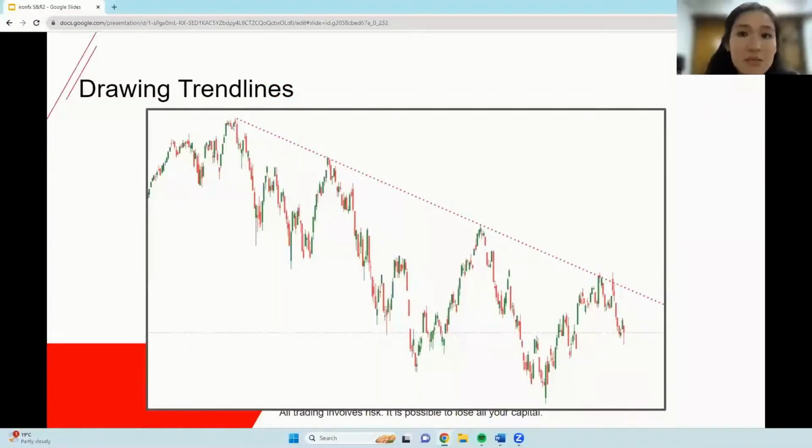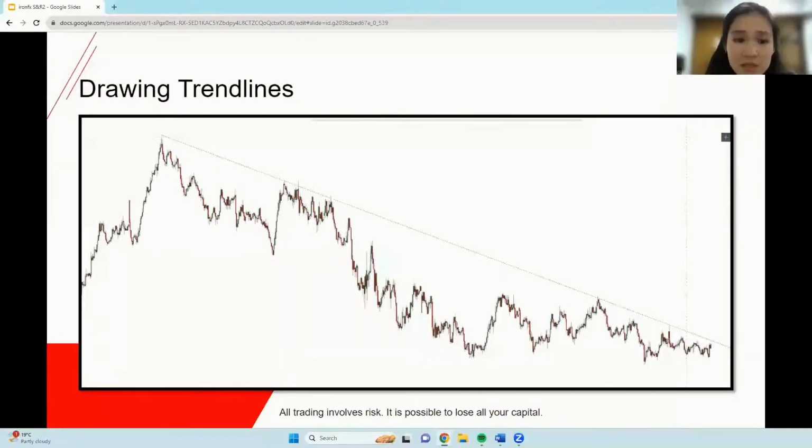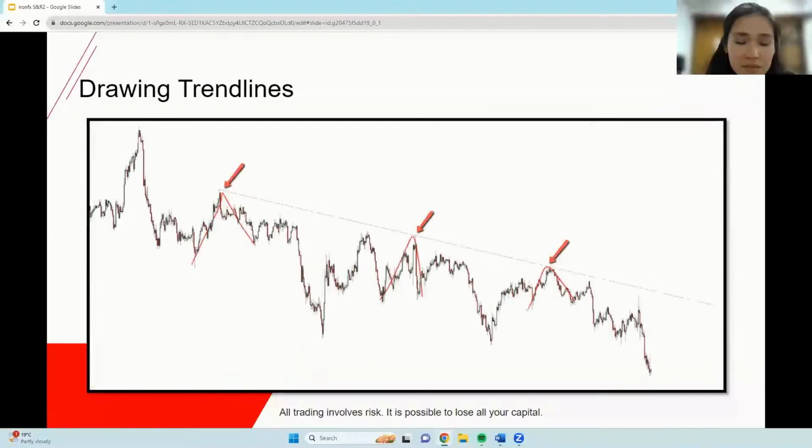Here's another example. In this case, we have really nice 4 swing highs that touch our trend line. But 3 is enough. Here's another example. So here we've drawn out exactly how significant these touches need to be for it to be considered valid.